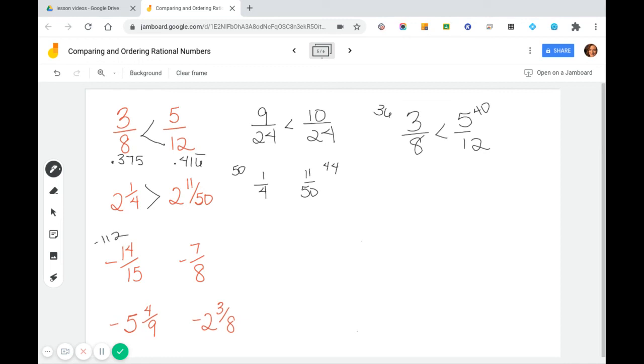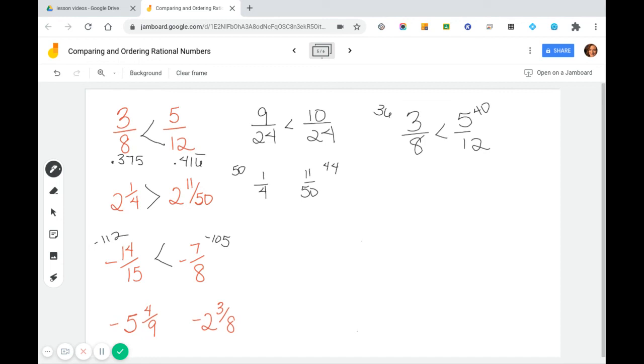And then I'm going to do 15 times 7, and I get 105, but that needs to be a negative 105. Negative 105, even though I don't want to be in the hole in my bank account $105, that's better than being in the hole $112. So this one is actually the bigger one on the right.